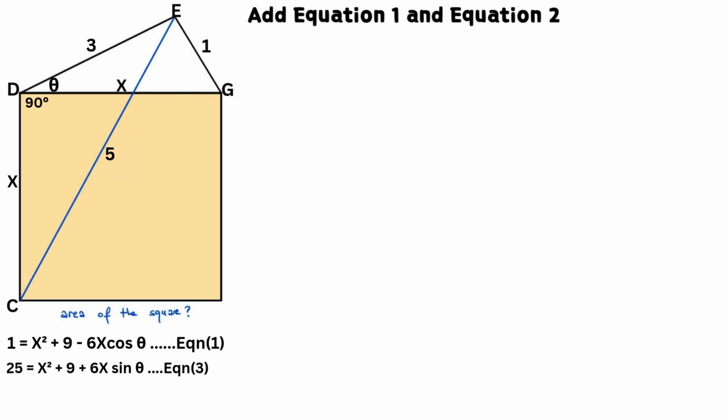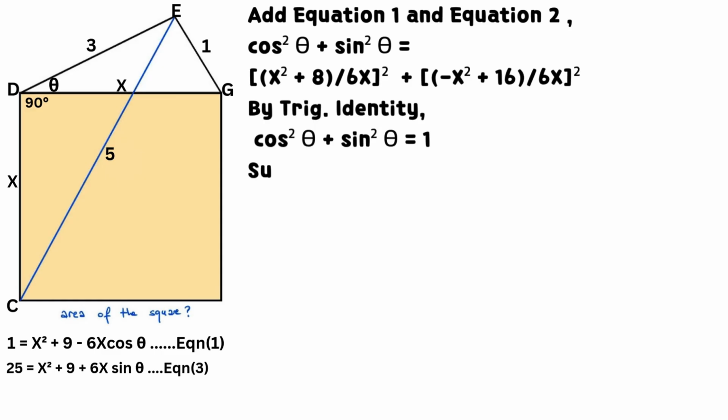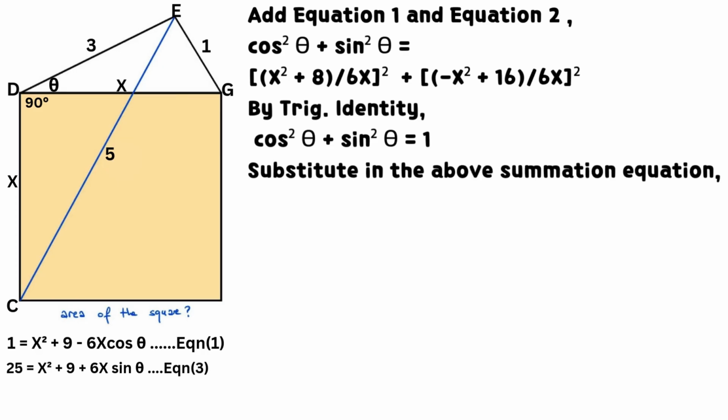Add equation 4 and equation 5. The sum of cosine squared theta and sine squared theta equals the square of the sum of x squared plus 8, all divided by 6 times x, plus the square of negative x squared plus 16, all divided by 6 times x. By trigonometric identity, the sum of cosine squared theta and sine squared theta equals 1. Hence, substitute in the above summation equation.